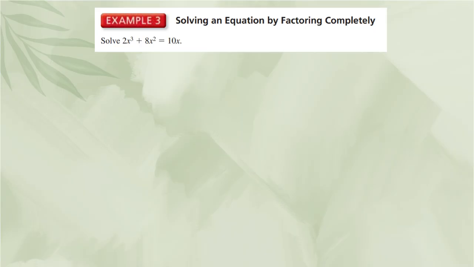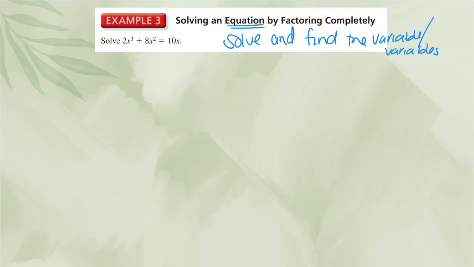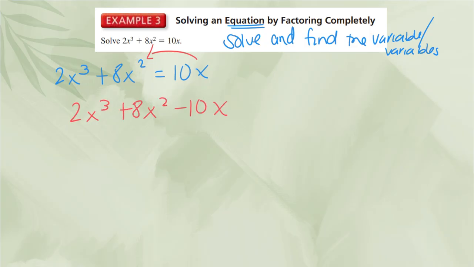Solving an equation by factoring completely. We know the word equation means I need to solve and find the variable or even variables. So we have 2x cubed plus 8x squared equals 10x. Before I factor and look for the GCF, I'm going to bring that 10x over here, so that means I'm subtracting it. So I'm going to have 2x cubed plus 8x squared minus 10x. Remember, you are trying to cancel it out, equals 0.